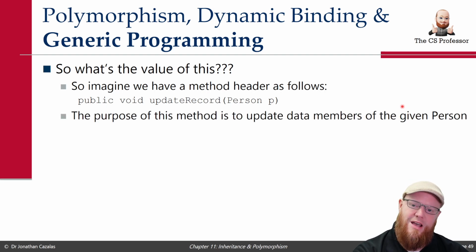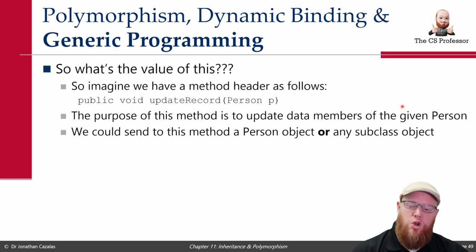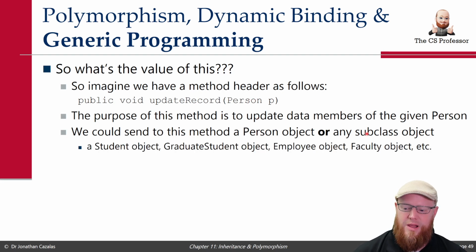The purpose of this method is, as I just described, to update the data members for a person, maybe very generically. We could send to this update record method a person object, or because of the idea of polymorphism, we could send to that method a more specific type of person, a subclass. We could send it a student object, an employee object, an undergraduate student object, a graduate student object, a faculty member object, a staff member object, right? We can send it all kinds of objects due to this idea of polymorphism. We can send over a person object or any subclass object.